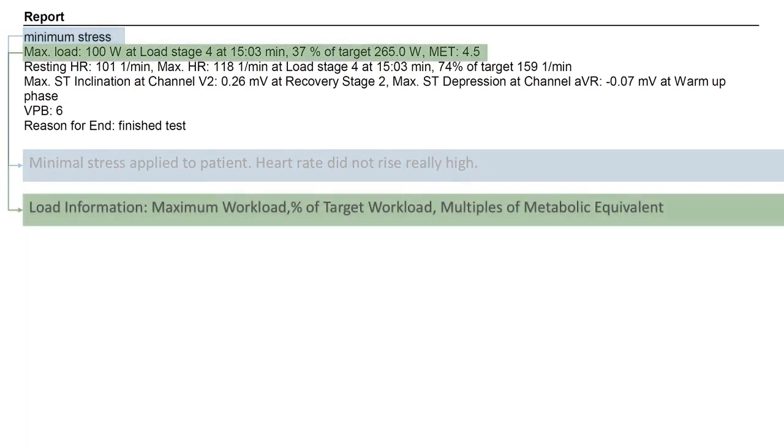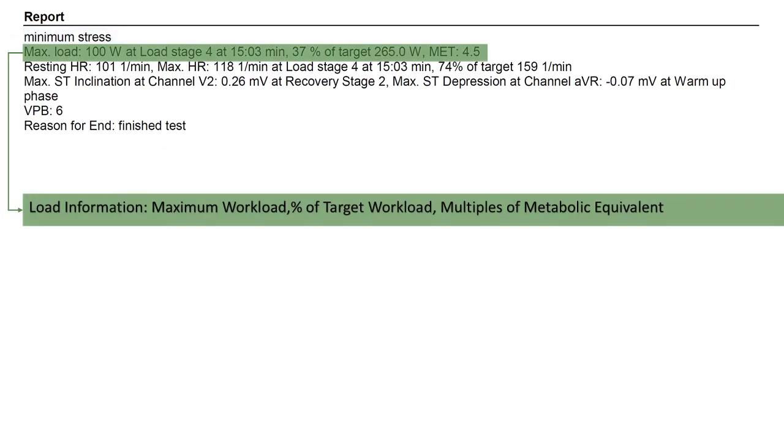Alright, then we get the maximum load, the workload information. So the max load was 100 watts, and that was reached at stage 4 at 15:03. That was 37% of the target, which was 265 watts, which is quite high, and this represents a MET value of 4.5. That is 4.5 times more energy expended than during rest.